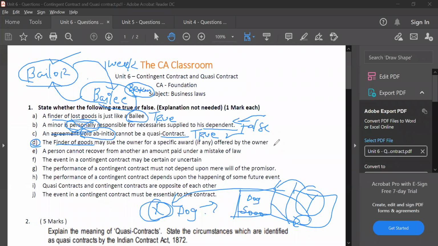Therefore, answer for D is true. Many of you have given me false. Kriti, Saidarni, then Pratham, they've all given me false. So the answer for question number 4 is true.